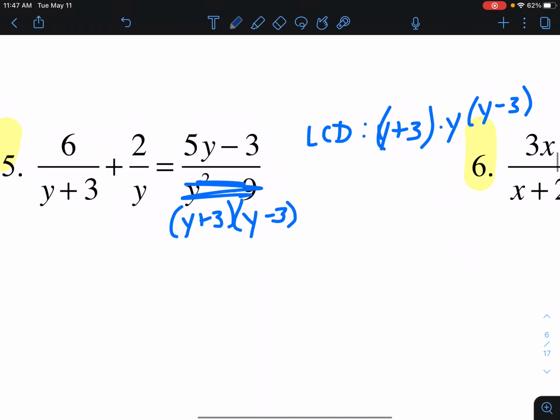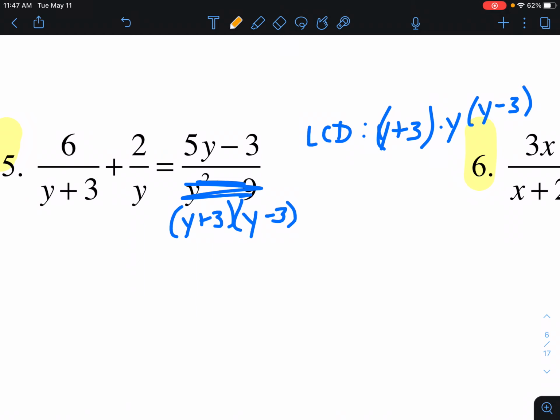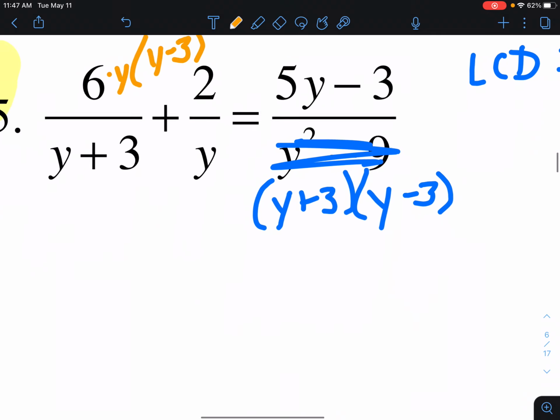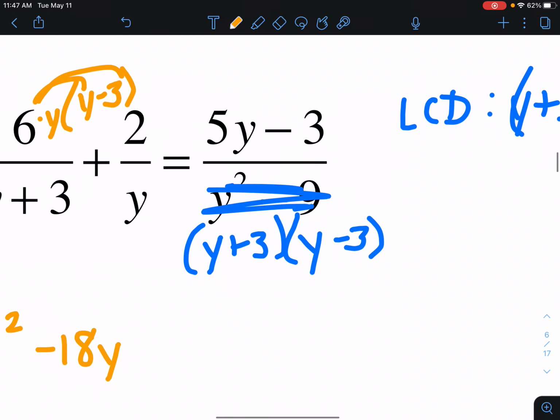So what's here that's missing here? You can see it's the y and the y minus 3. So that's what the 6 will multiply by. 6y times y minus 3. So we're going to distribute. 6y times y is 6y squared. And then 6y times -3 is minus 18y. Okay, now on to the 2.